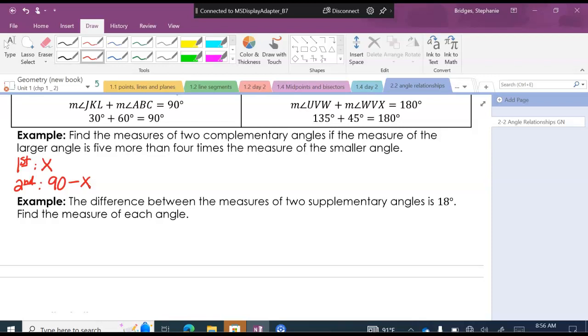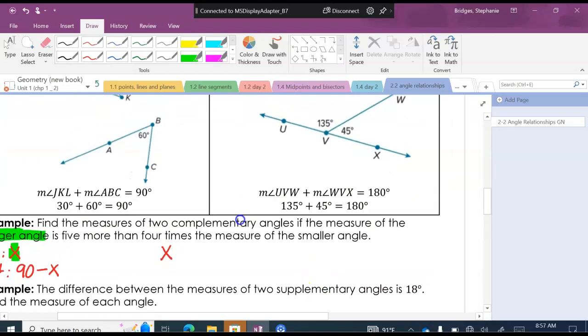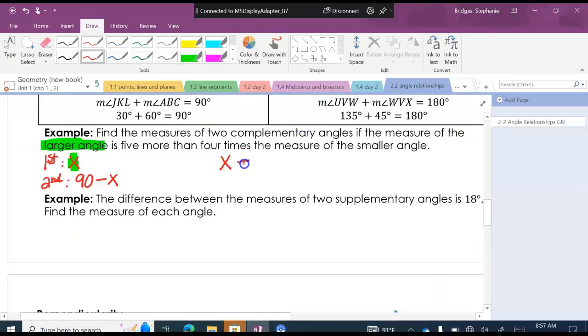Are we ready? We got to go through our words again. It says the larger angle is. Okay, so I'm going to let my green one be my larger angle. Okay, so my larger angle, what does is mean in a word problem? What mathematical symbol would be is? Equals. Okay, so my larger one is equal to. The next part says 5 more than. How do you represent 5 more than? So 5 plus, right?